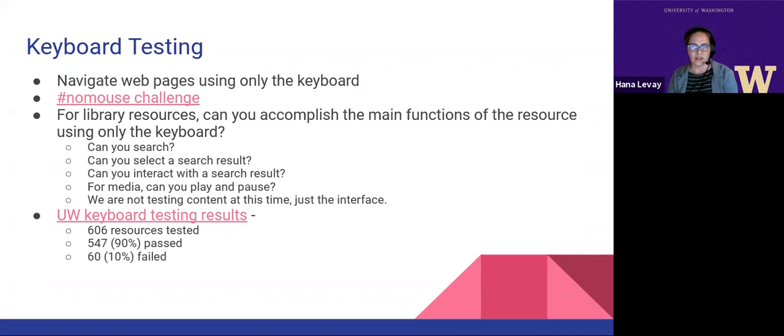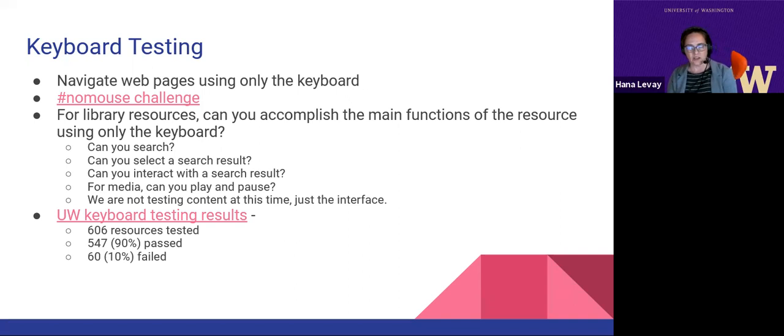Using Tab, Alt-Tab, Enter, and the arrow keys, can you search, select a search result, and interact with the search result? The good news is that the coding of the web page works similarly for keyboard navigation and for assistive devices, such as screen readers. So if you can navigate with only the keyboard, you should also be able to navigate with a screen reader or other assistive device.